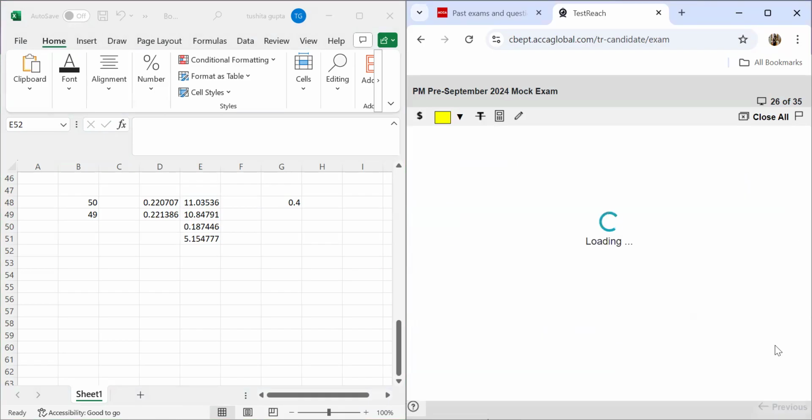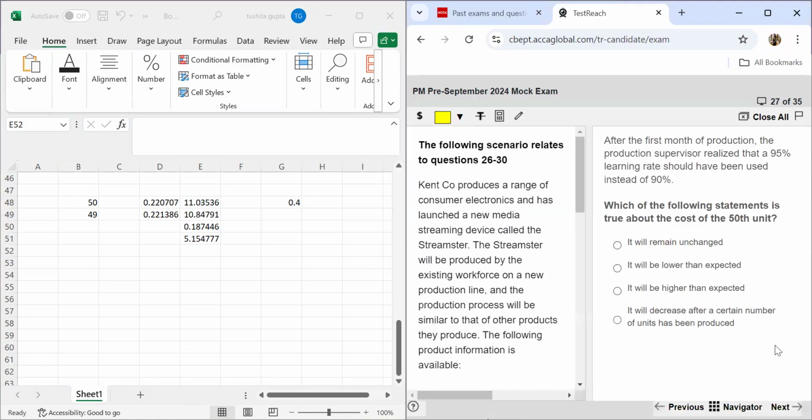Moving forward, after the first month of production, the production supervisor realized that a 95% learning rate should have been used instead of 90%. So you should always remember that a higher learning rate means slower learning. So that means 95% should have been taken instead of 90%.